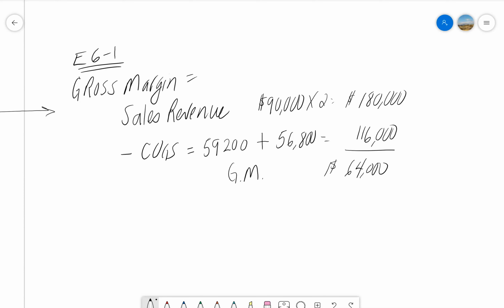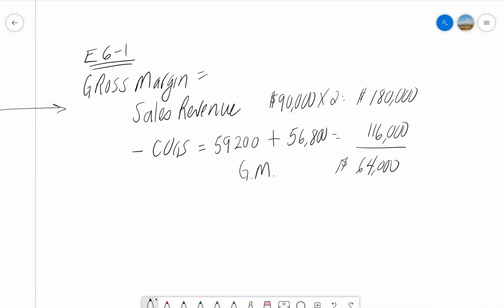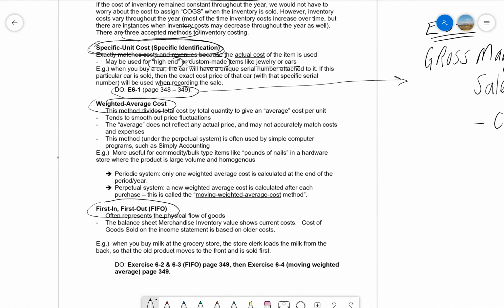So that's an example of specific unit cost, also known as specific identification. And once again, the reason you would use this method is because you're selling, let's say, high-end items or unique type items, and there's not a lot of volume, so that way you can actually match the specific cost with the inventory item that's being sold. So let's go back to our handout and let's look at the other 2 methods.